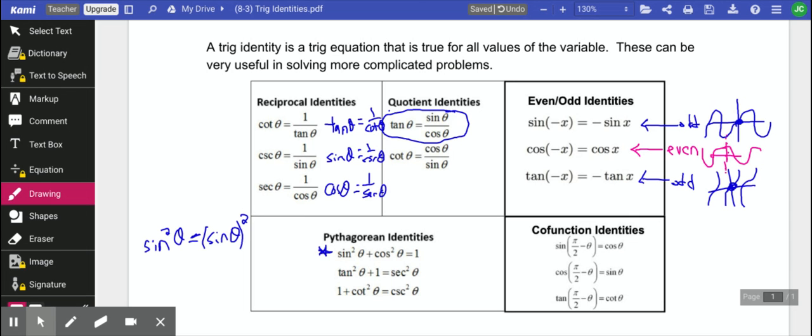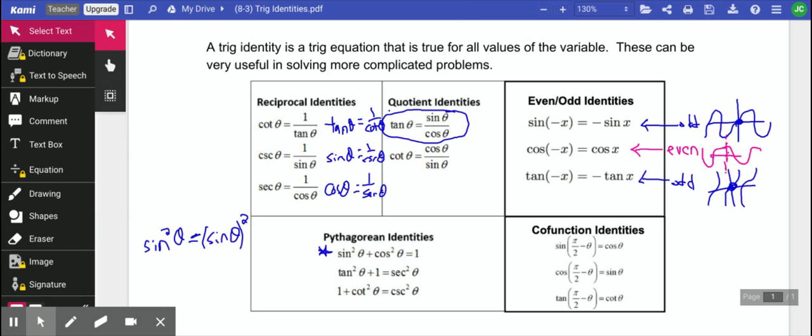The second Pythagorean identity is tangent squared theta plus 1 is secant squared theta. And the third one, which we use probably the least often, is 1 plus cotangent squared theta is cosecant squared theta. And then the last little section is cofunction identities. We don't use these real often. I don't think we're going to use them much this year. But it is saying that the sine of pi over 2 minus theta is the same thing as cosine theta.